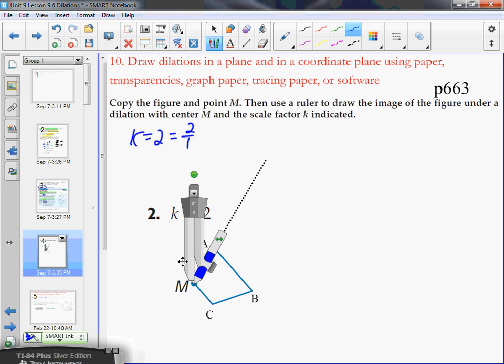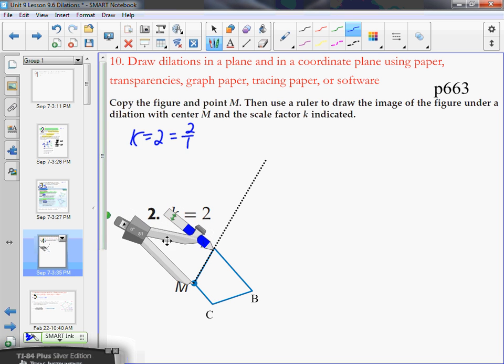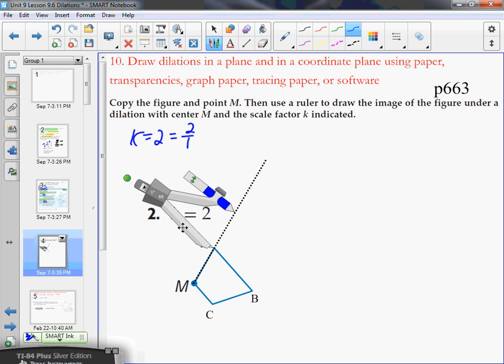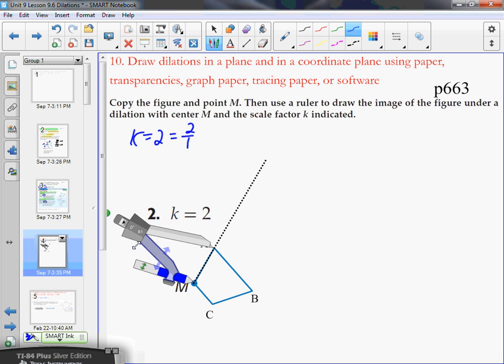Now, when the scale factor is a whole number like this, it's pretty easy to use our compass as our measuring instrument. When it's a fraction, it gets complicated. But this one's not a fraction. So, all right, I'll put the point of the compass, it doesn't matter.